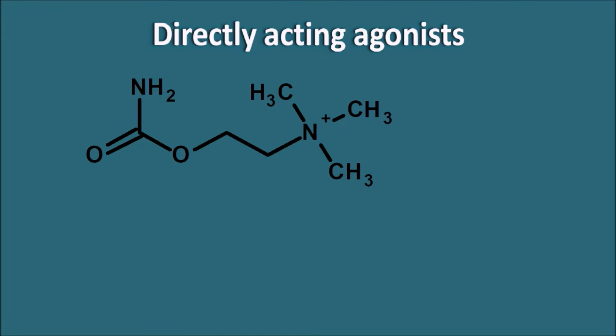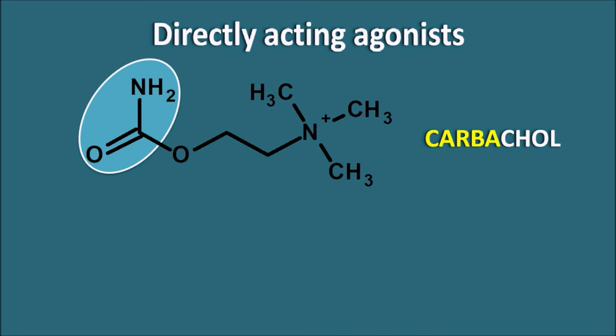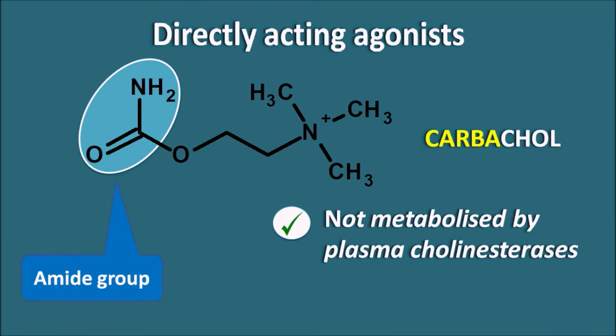Now let us see the directly acting agonists. One of the drugs among the directly acting agonists is carbachol. We have already seen the structural modification to be done to acetylcholine. Here you can observe that the acetyl group is replaced with an amide group. Since it has an amide group, it is not easily hydrolyzed by the plasma choline esterases, so it is somewhat stable compared with acetylcholine.